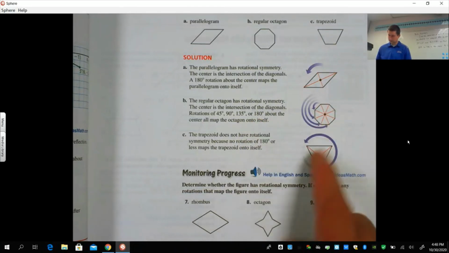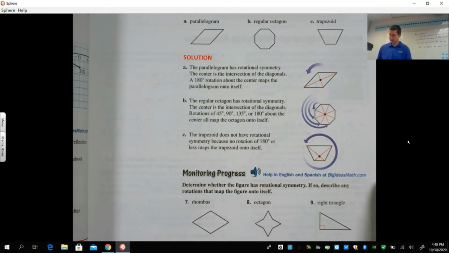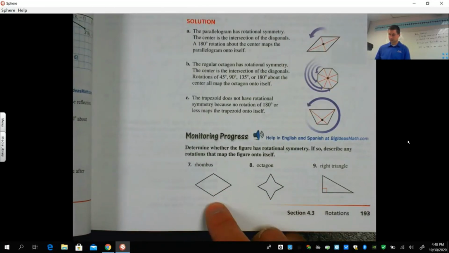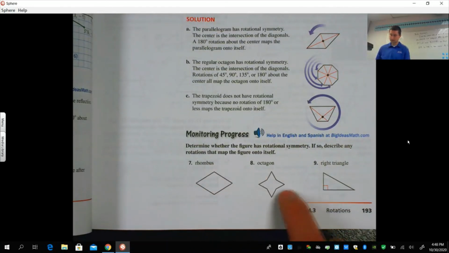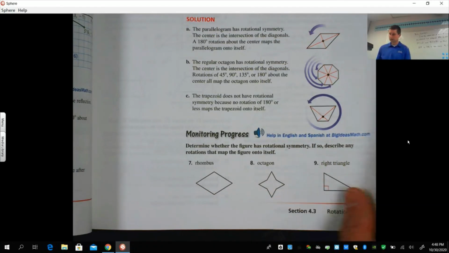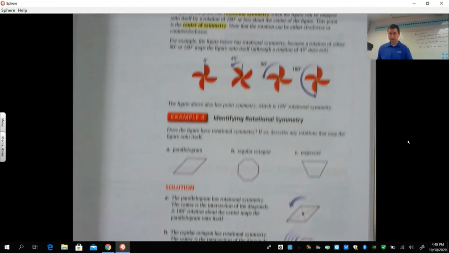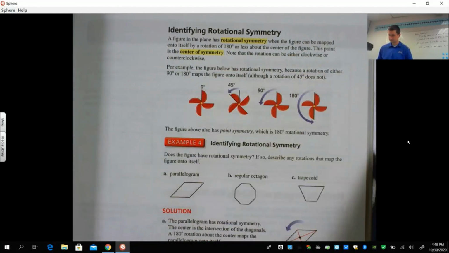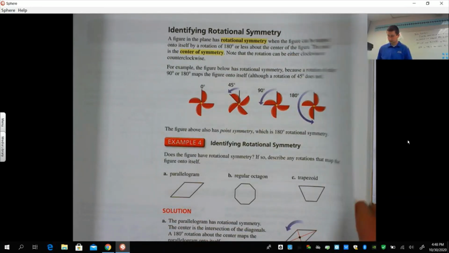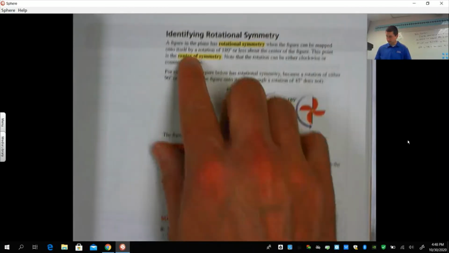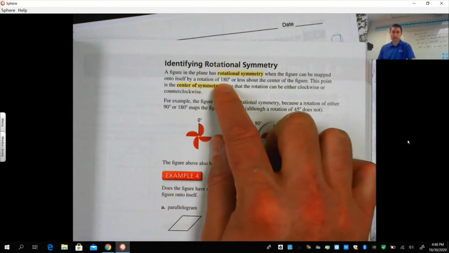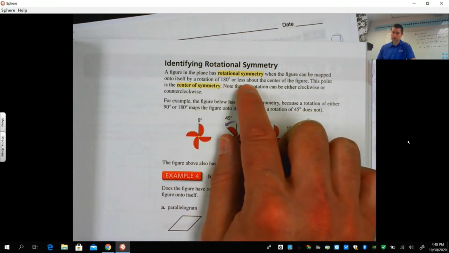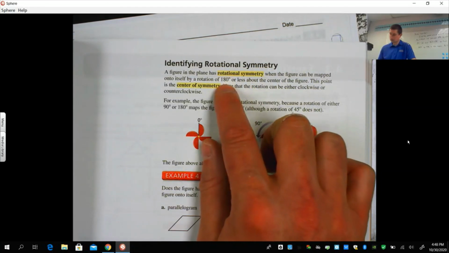Trapezoid did not have rotational symmetry. So a rhombus would. You can spin it 180 degrees. This octagon would. You could do 90, 180, and 270. This right triangle would not. Okay? You can kind of think of a fan kind of spinning here. Okay, I should read this here. The figure can be mapped onto itself by rotation of 180 degrees or less, so we should not use those 270s. Okay, anything more than 180 you should not use, 180 degrees or less.